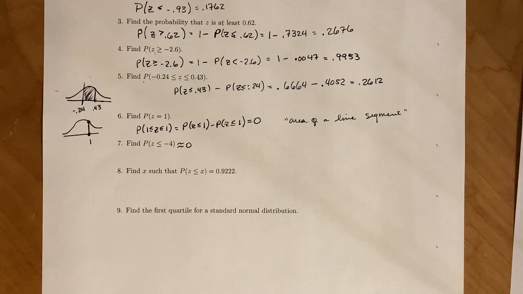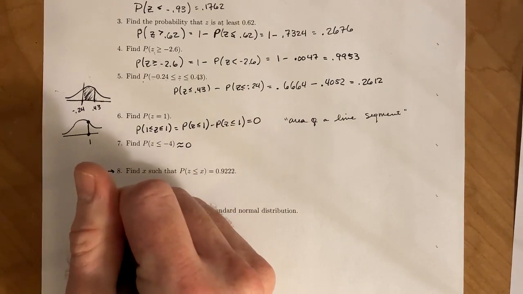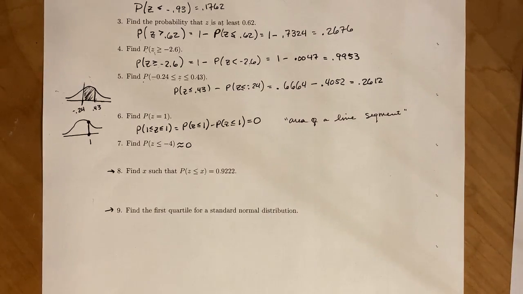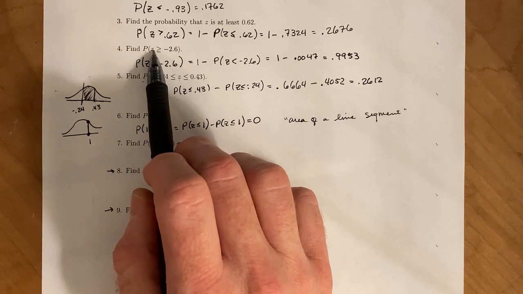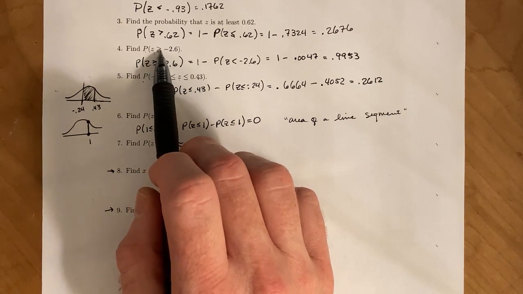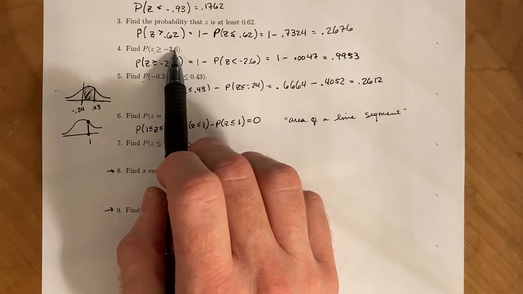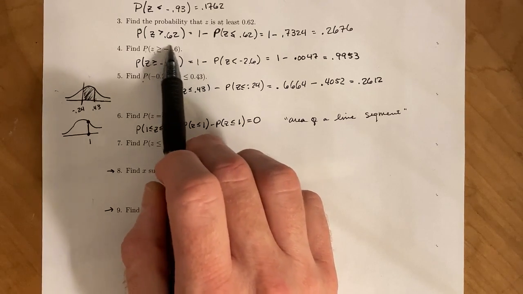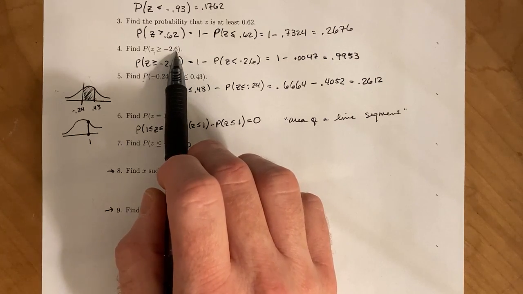Now notice that for 8 and 9, things are going to be a bit different on how we approach these problems. For questions 1 through 7, everything was the probability of z compared less than or equal to, greater than or equal to, whatever you want, to a number on the inside. And since we were looking at a number on the inside of the probability, we went to the outside of the chart.